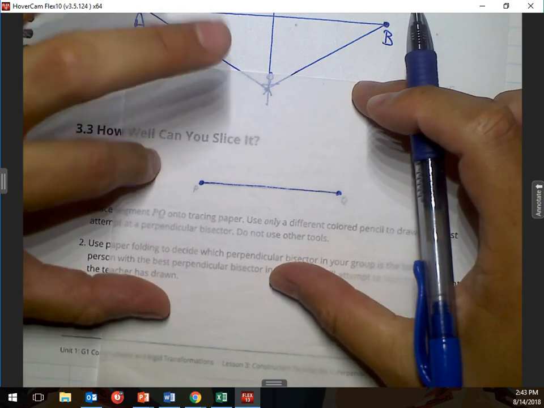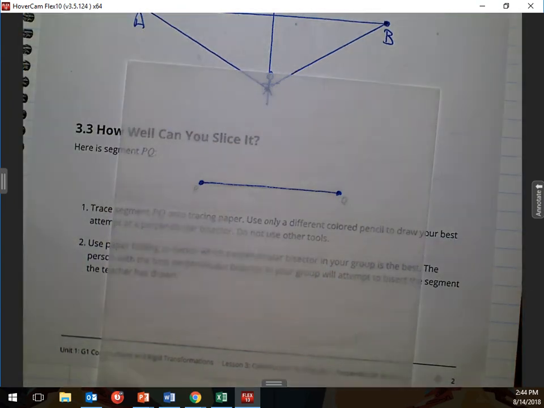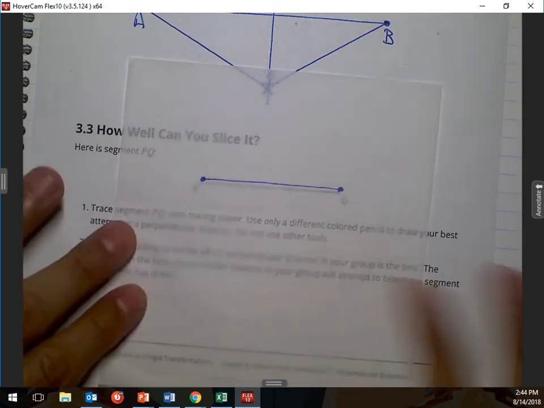Now, vocabulary. Perpendicular bisector. So let's start with the bisect part. What does bi mean? Two. Sect. It's like dissect. What do you do when you dissect something? Do you cut it open? Take it apart. You cut it. Okay. So if we're bisecting, we are cutting it in two. Now, for this one, we're cutting it into two equal parts. So bisect, we're cutting it into two equal parts. So we're going to try and bisect it now.